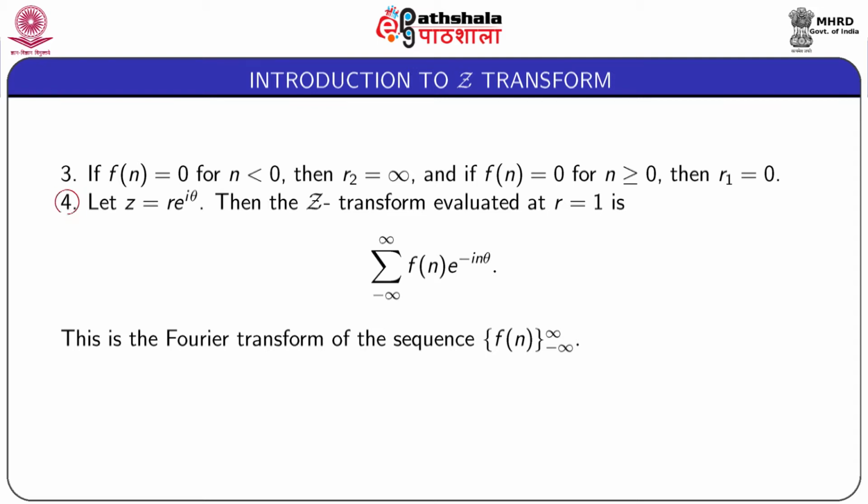Number 4, let z equal to r e to the power i theta. Then the Z transform evaluated at r equal to 1 is summation n equal to minus infinity to plus infinity f(n) e to the power minus i n theta, and this is the Fourier transform of the sequence f(n) from minus infinity to plus infinity.